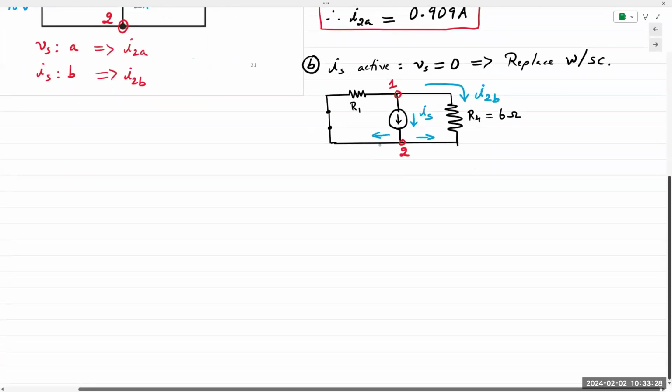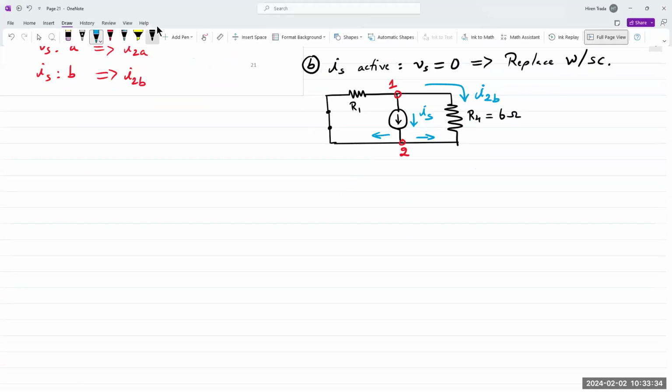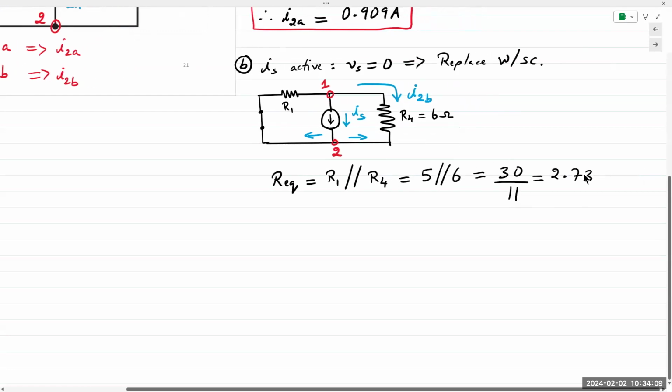So let's see, 1 and 2, right? So we'll find Req. In this case, Req is the parallel combination of R1 and R4. So it is 5 parallel with 6. When you have two resistors in parallel, the Req is the product of the two divided by the sum of the two. 5 times 6 is 30, divided by 11. This should give us 2.73 ohms.